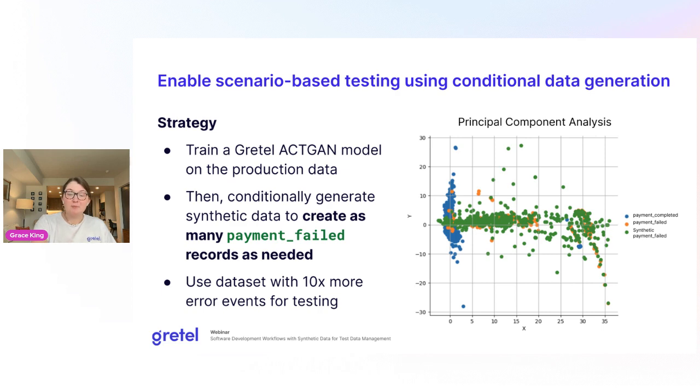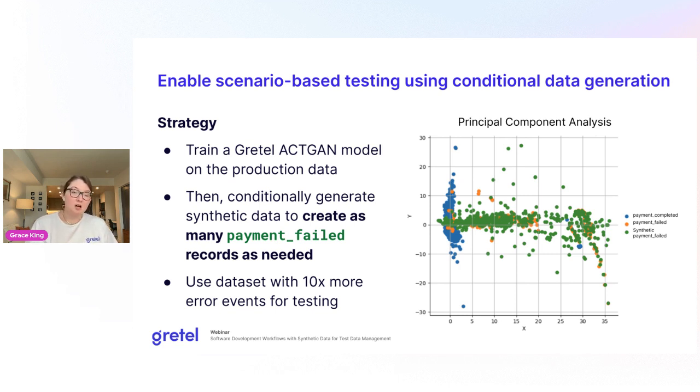Looking at this graph on the right, we have another principal component analysis, the same type of chart that Mike showed us earlier. The green dots are the synthetic failed payment events, and the orange are the production data payment failed events. And you can see that the green shows a better overlap with the orange. There are a lot more green dots because we've created a lot more synthetic cases.